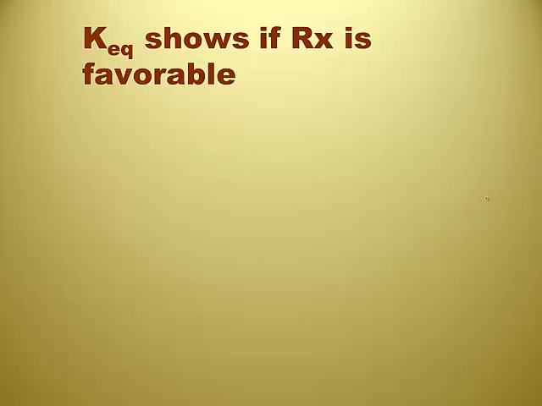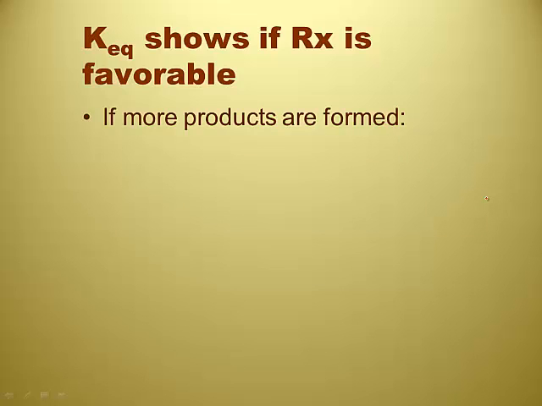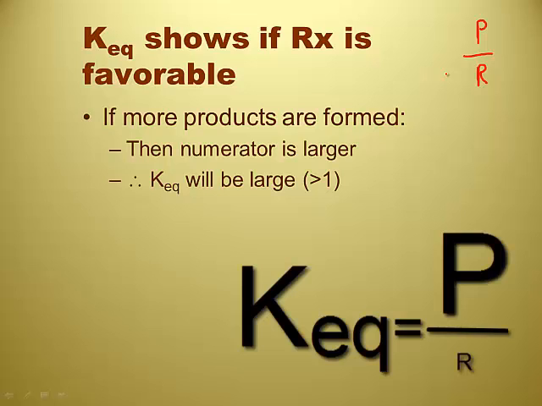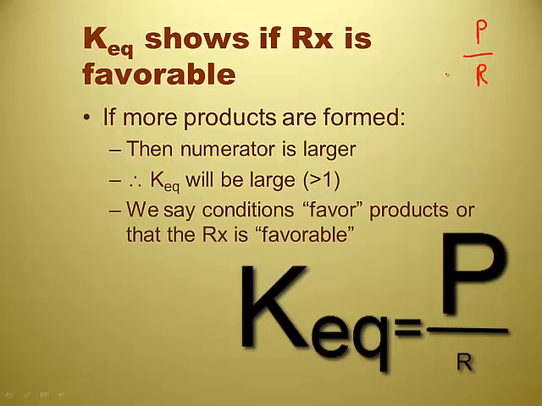The purpose of a KEQ, of an equilibrium constant, is to show if the reaction is favorable. If more products wind up being formed, then we get a larger numerator, because products are on top, which is directly related to KEQ. If products are on top and reactants are on the bottom, and there are more products, you're going to get a bigger K. Just look at the mathematical relationship. So a larger K means that I've got more products. That's kind of a favorable reaction because usually we want to make products.